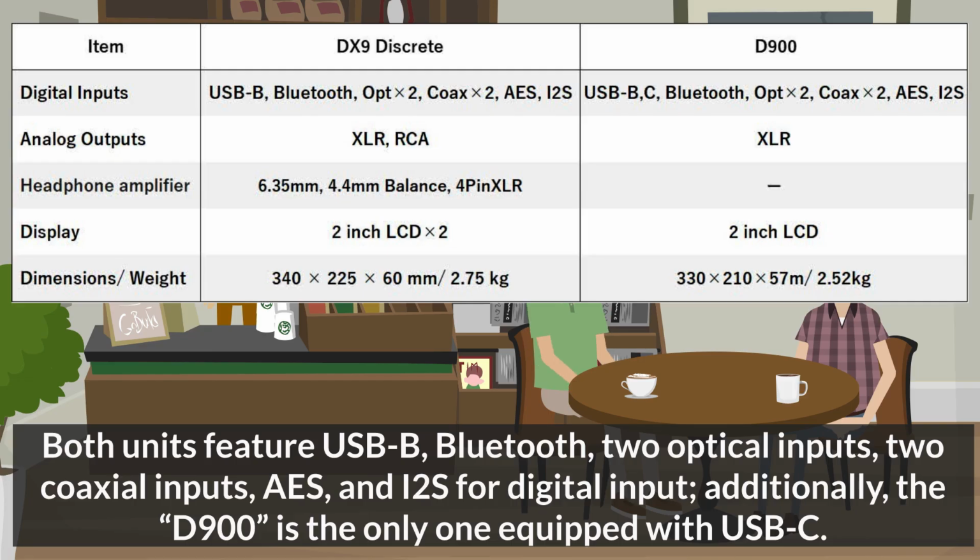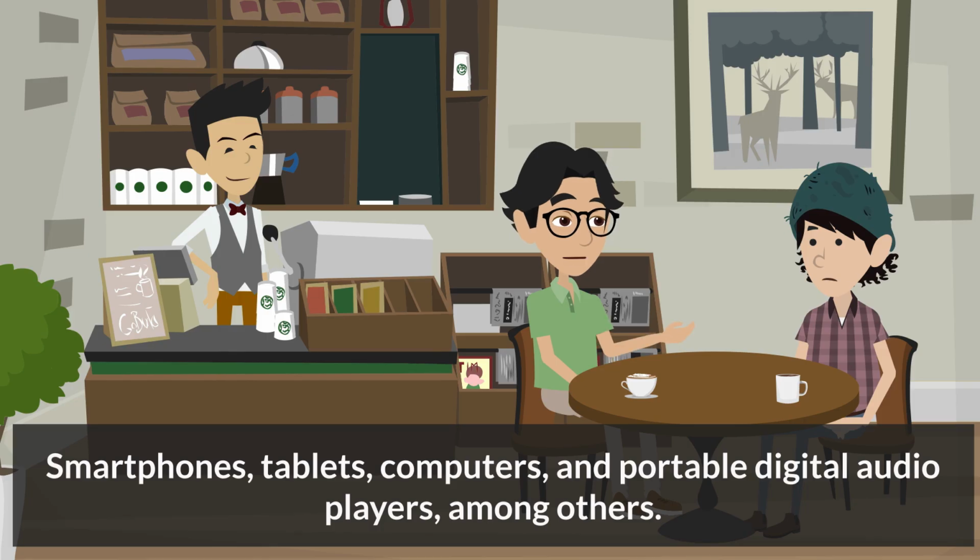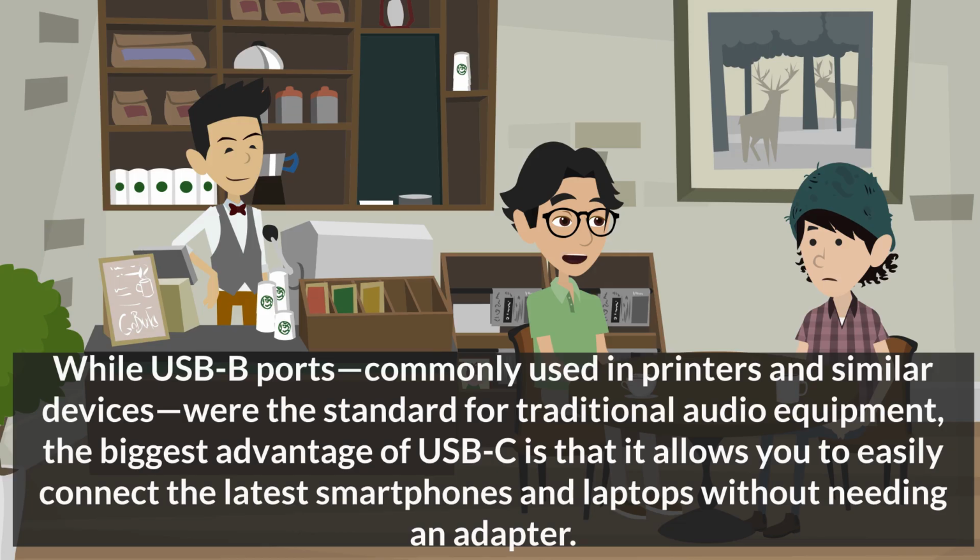Both units feature USB-B, Bluetooth, 2 optical inputs, 2 coaxial inputs, AES, and I2S for digital input. Additionally, the D900 is the only one equipped with USB-C. What kinds of devices can be connected via USB-C? Smartphones, tablets, computers, and portable digital audio players, among others. While USB-B ports, commonly used in printers and similar devices, were the standard for traditional audio equipment, the biggest advantage of USB-C is that it allows you to easily connect the latest smartphones and laptops without needing an adapter.